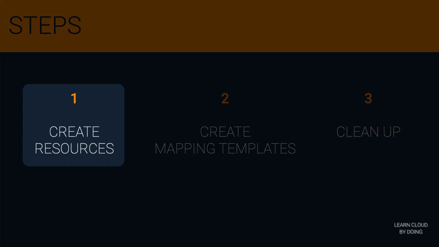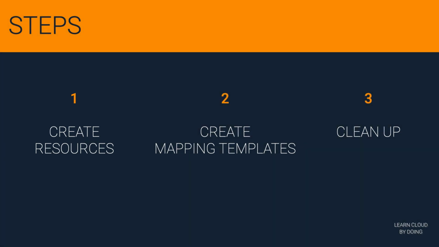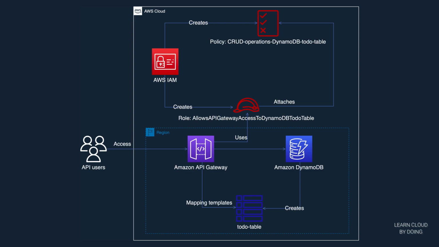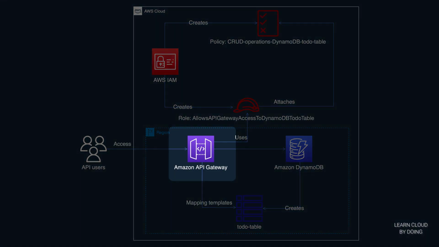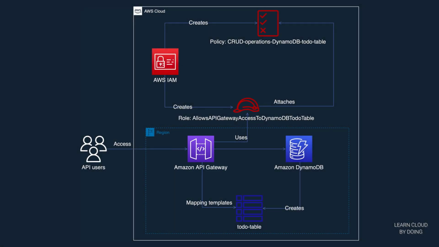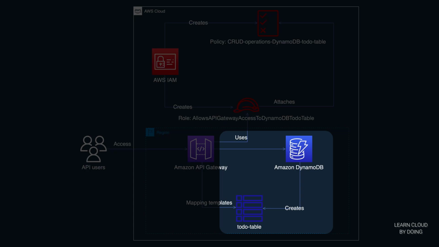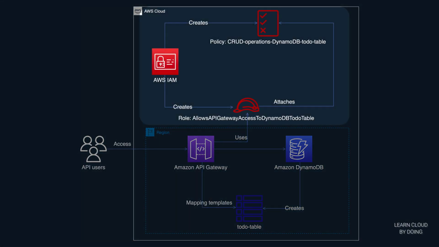First step. Create resources. To get started, you need to create three sets of resources: API Gateway resources and methods, DynamoDB table, and IAM role and policy.